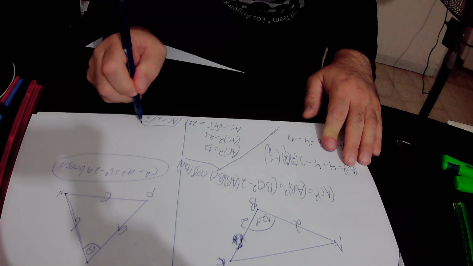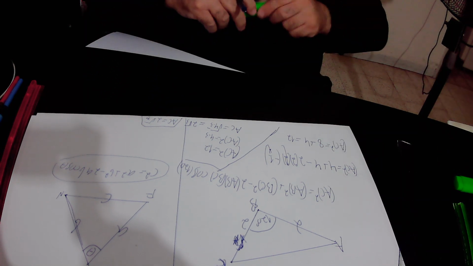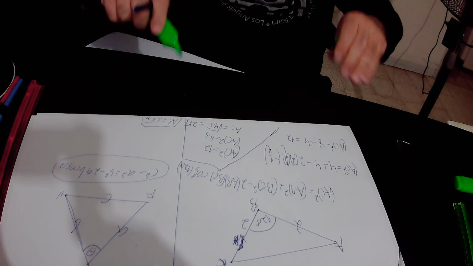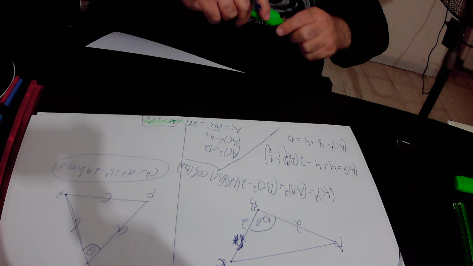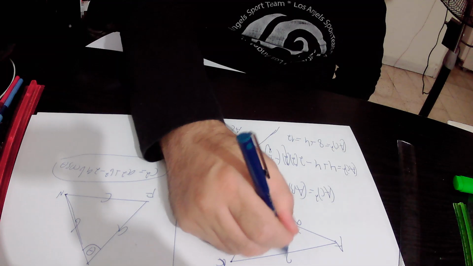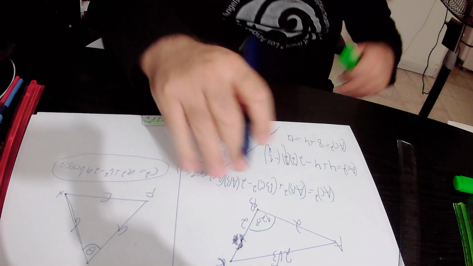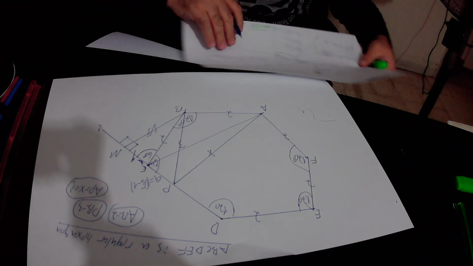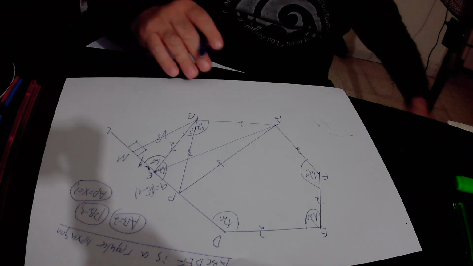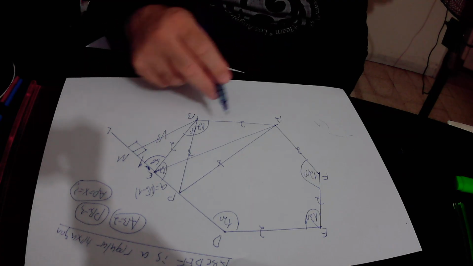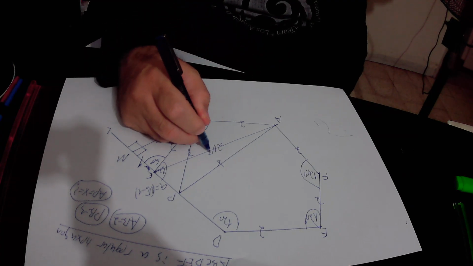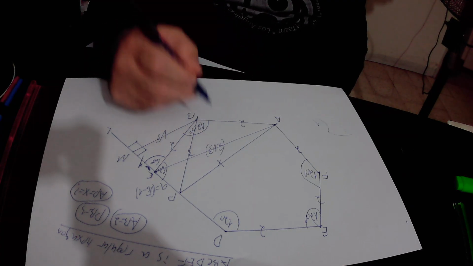So here, AC equals 2 times the square root of 3 units.